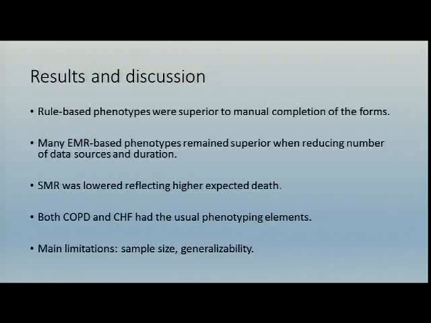So what do we get out of this? Well, we saw that rule-based phenotypes were superior to manual form completion for many comorbidities, as judged by a gold standard of a nephrologist panel. We can talk about the nephrology panel itself as a gold standard, since we earlier mentioned that there's no gold standard for what constitutes the best gold standard anyway. But judging by that panel, they decided that there was superiority of the rule-based phenotype as opposed to the manual completion by the providers.